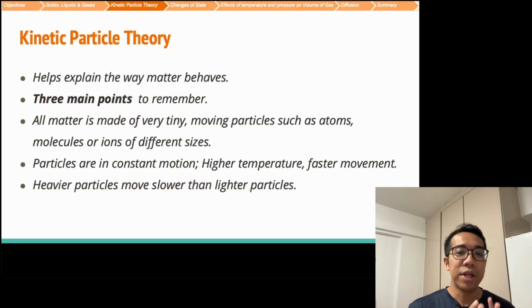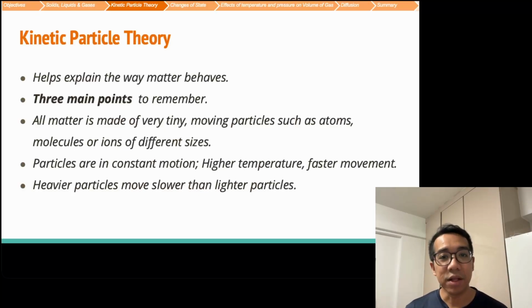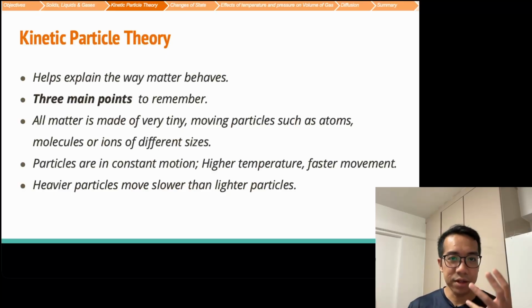And last but not least, for the kinetic particle theory, heavy particles move slower than lighter particles. This can be gleaned from an everyday example as well. Let's say, for example, a truck moving down the road will definitely move a lot slower compared to a motorbike on the road. Okay? I know that it's a lot to digest for kinetic particle theory, so take your time, read through, and remember these three main points. Okay?